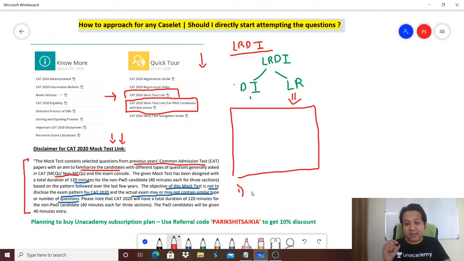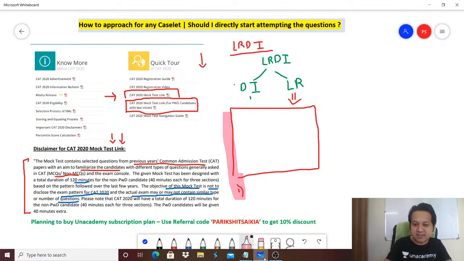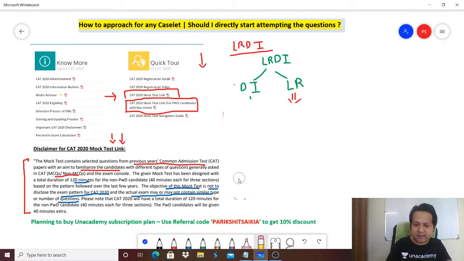Now, why do you look at the questions is another very important thing in an LR caselet. I actually look for 2 things in the questions in an LR caselet. Now, what are the two things that I need to look for in the questions? The first thing that you look for in an LR question is if there is additional data in the questions.